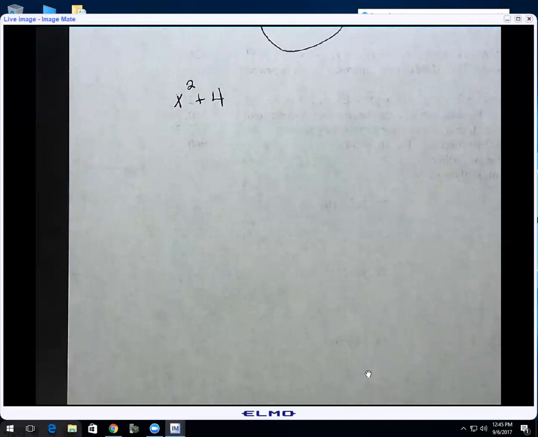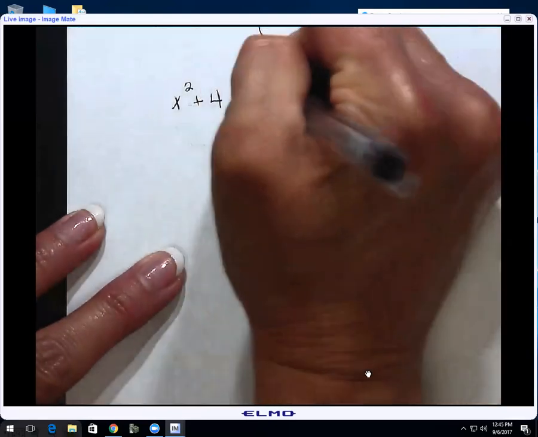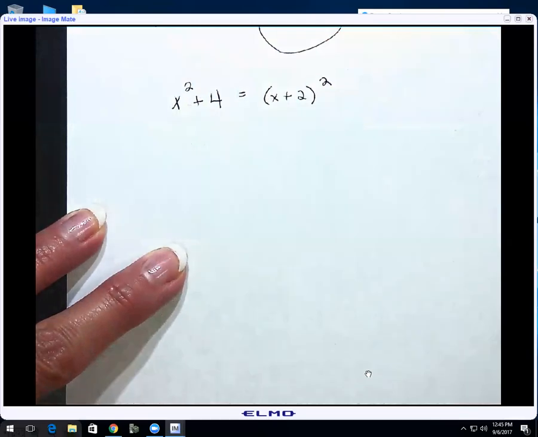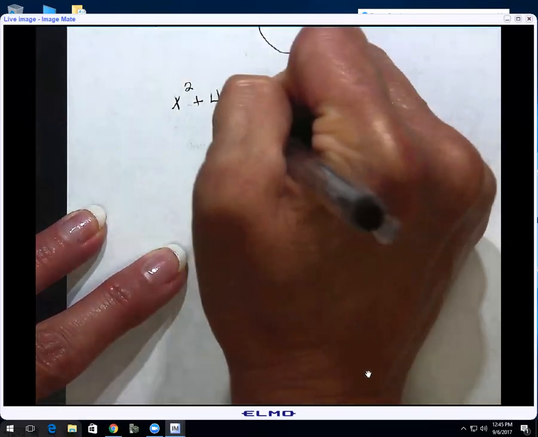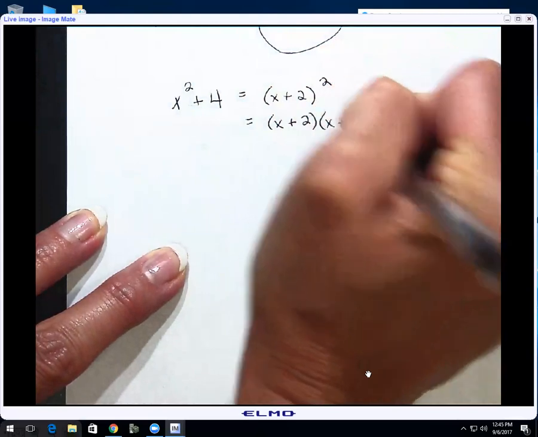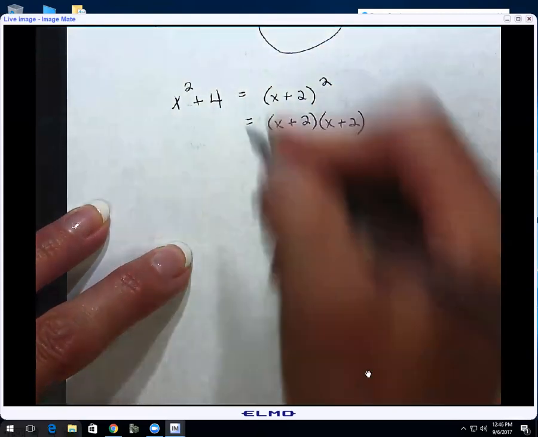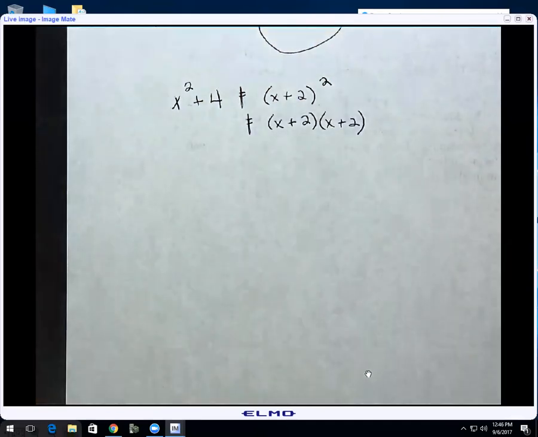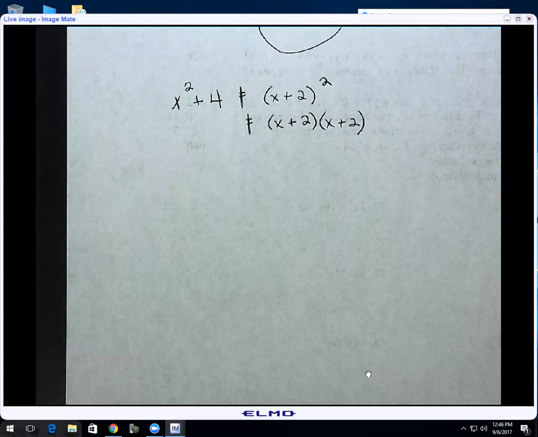That looks like it ought to work. Or some folks say (x + 2) squared, which means the same thing as (x + 2) times (x + 2). If you're writing this down, make sure you put a big old not equals. Why is that not just (x + 2) times (x + 2)? Oh, you get a middle term if you had (x + 2) times (x + 2).